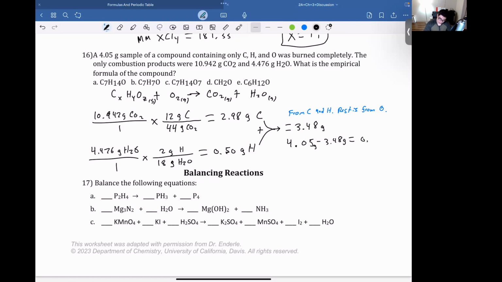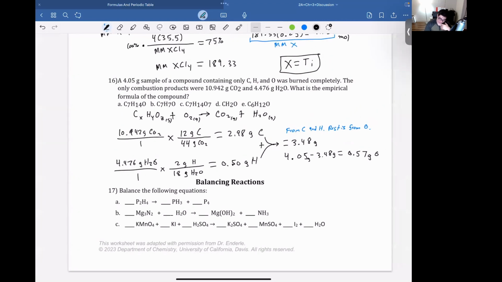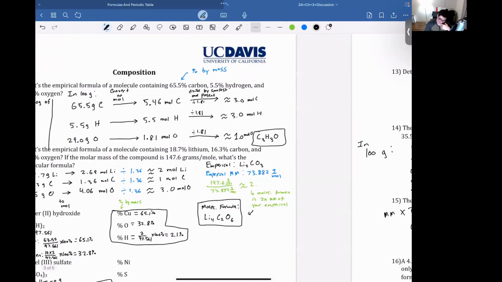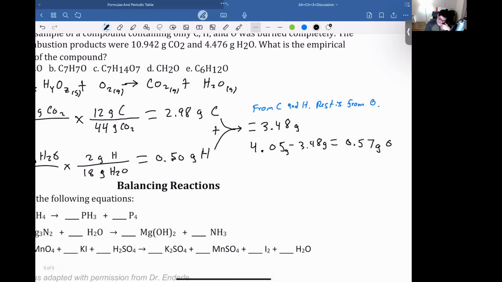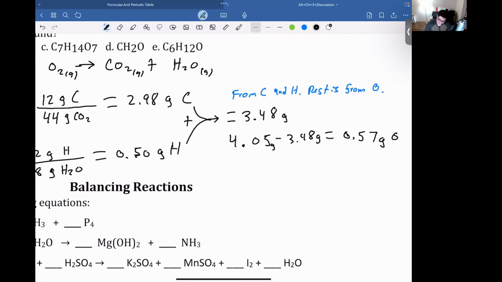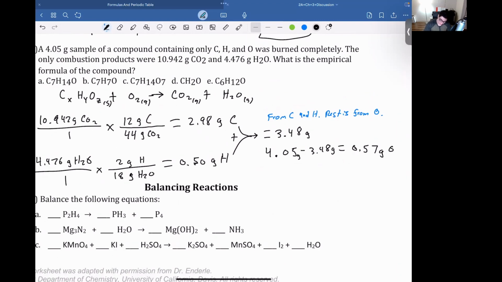And we get 0.57 grams of oxygen. And now we're almost done. Now we get to do the empirical formula thing that we did on the previous page. So, yeah, just the same exact procedure.